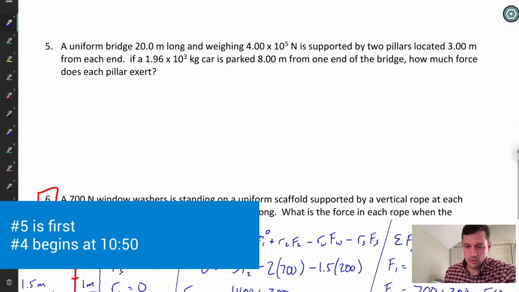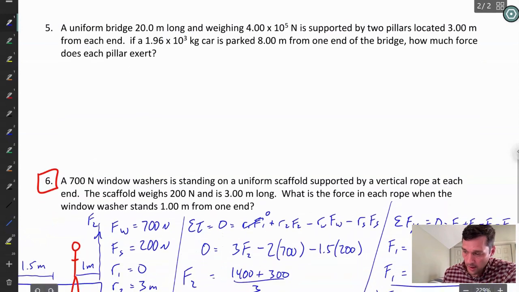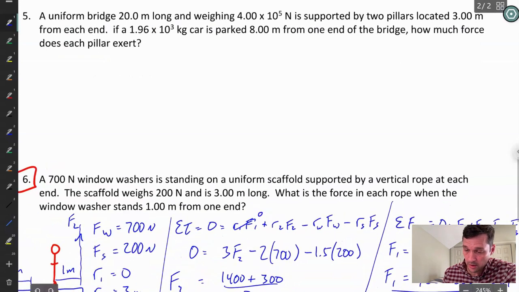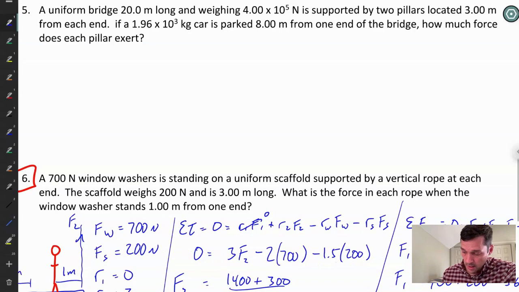Hello, folks. I'd like to take a few moments to try problems 4 and 5 in problem set number 5.1. I'm going to start with number 5 because that's where my spot is. These are static torque problems where some variety of torques are being exerted around a pivot point, and as we will see, how we define the pivot point can be chosen wisely.